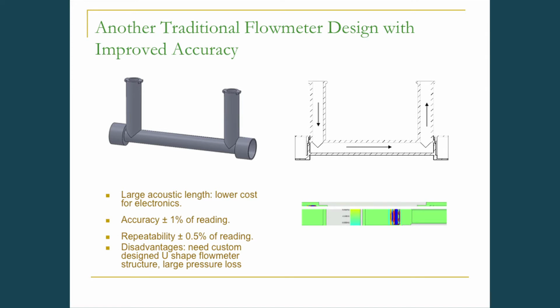Another flow meter design uses what's called a U-shaped tube, and there's a transducer at each end of that tube. This is a much more accurate system, but there are a couple disadvantages here. One is that the tube itself needs to be part of the disposable set, so you need to manufacture an expensive component in your disposable set in order to get a reading. And secondly, there's a large pressure drop because there are multiple changes in direction of the flow.